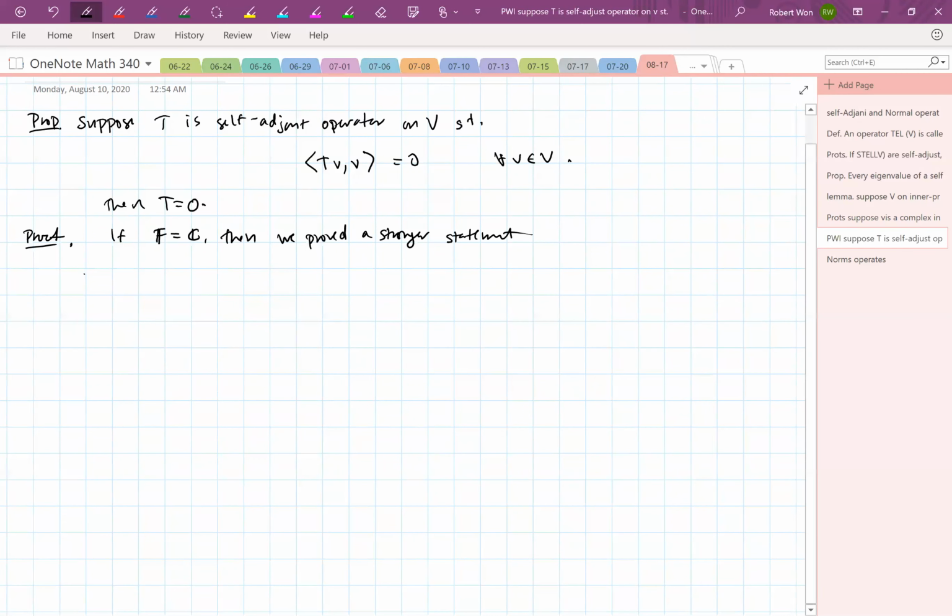Therefore, we can assume that F equals R, because this is the only situation in which we don't already have a proof. Okay, and unfortunately, again, this is just a computation. So now, if u and w are in V, then we just take the following thing. You take the inner product of T of u plus w, u plus w, minus the inner product of T of u minus w, u minus w, and you divide it by 4.